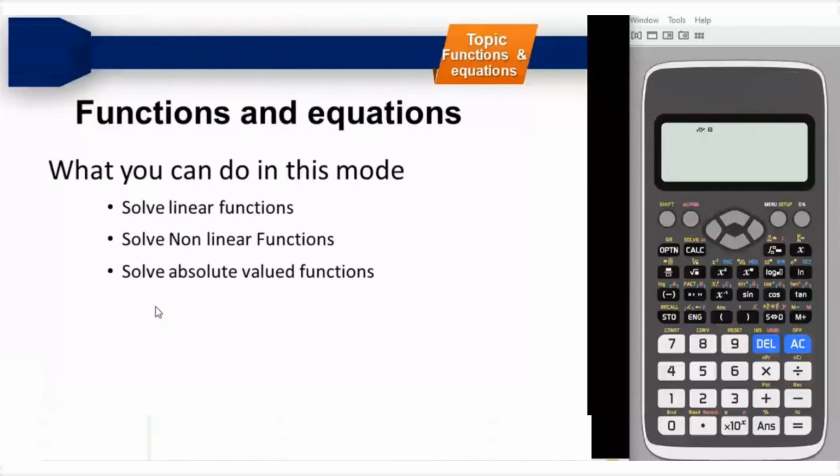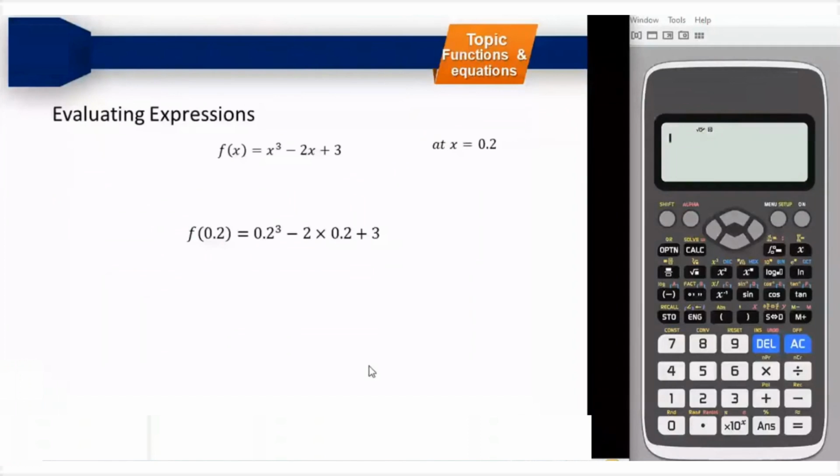In order to solve functions and equations, you should be in menu 1. Menu 1 is the basic menu where you can perform different functions and solve those equations. So the first expression in front of you is f of x is x cubed minus 2x plus 3, and you need to find the value where x is 0.2. I will be explaining how to solve this.